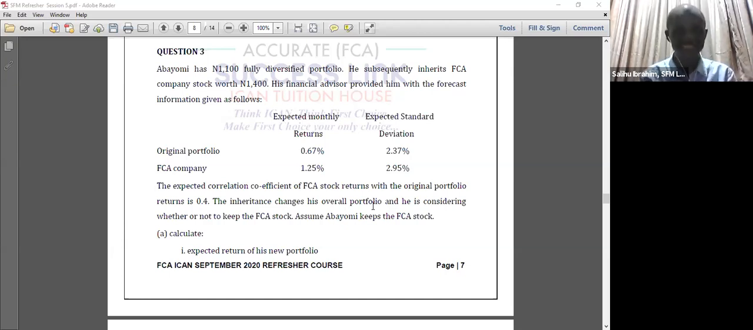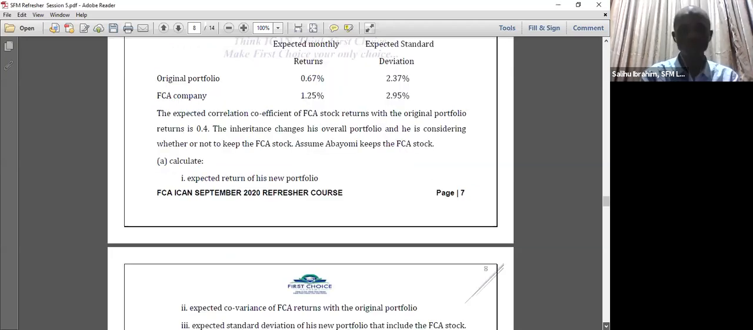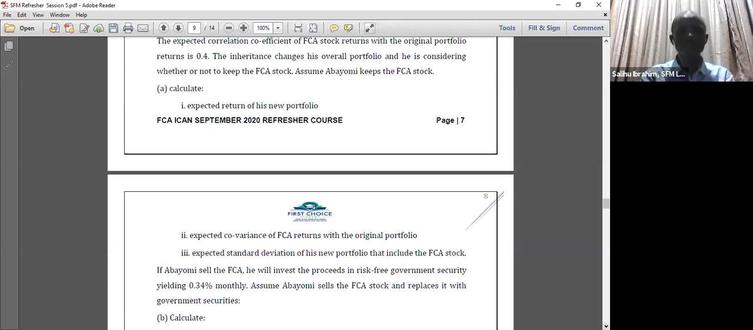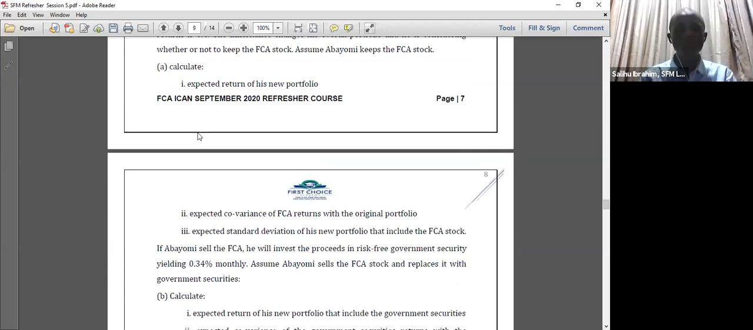The inheritance changes his overall portfolio, and he is considering whether or not to keep the FCA stock. Assume that Abayomi keeps the FCA stock. Calculate: Roman figure 1, expected return of his new portfolio. 2, expected covariance of FCA return with the original portfolio. 3, expected standard deviation of his new portfolio that includes the FCA stock.